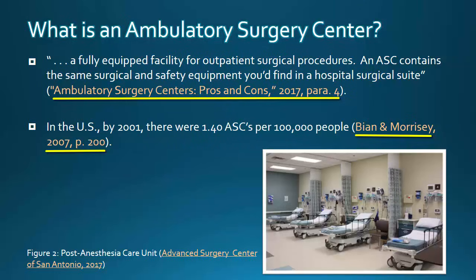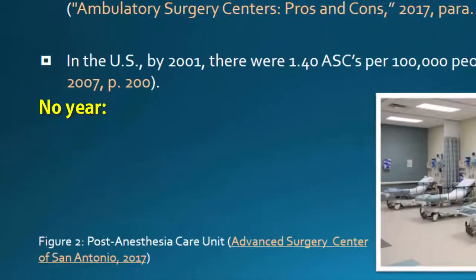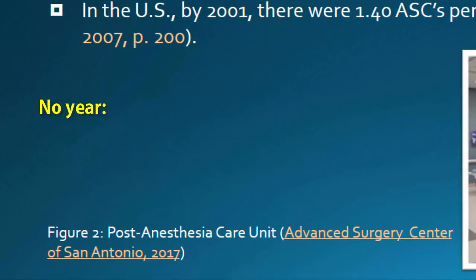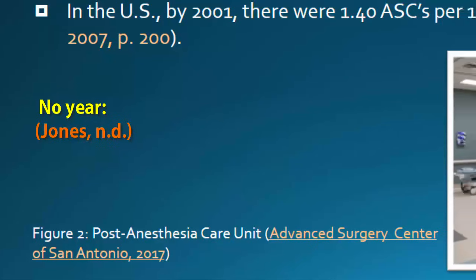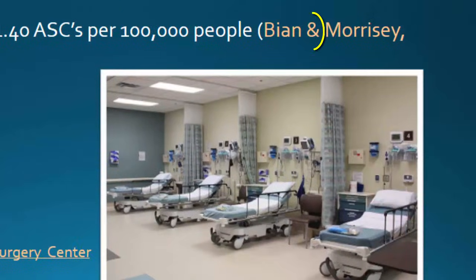Author last name or names, comma, space, and year of publication. If the source does not list an author, use the title of the work in place of the author's name, which you see done in this citation. If the source does not list a year of publication, use the abbreviation N.D. for no date. If there's more than one author, use an ampersand, not the word and, to join them.